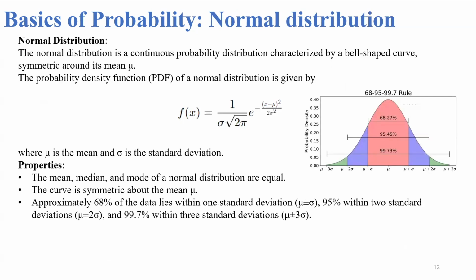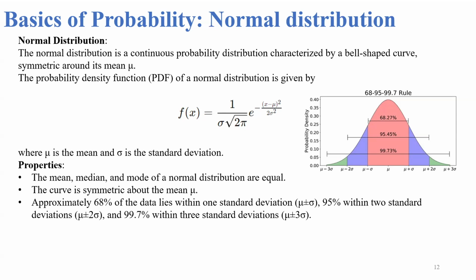Now, one of the most popular continuous probability distributions is the normal distribution, so we'll talk about that. The normal distribution is a continuous probability distribution characterized by a bell-shaped curve, as you can see on the right-hand side, and is symmetric around the mean value mu. So the PDF of a normal distribution is given by f of x, where x is our variable, mu is the mean and sigma is the standard deviation.